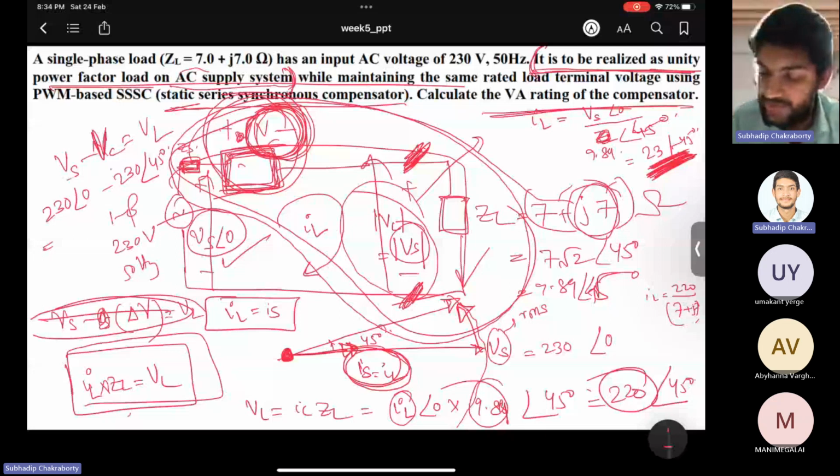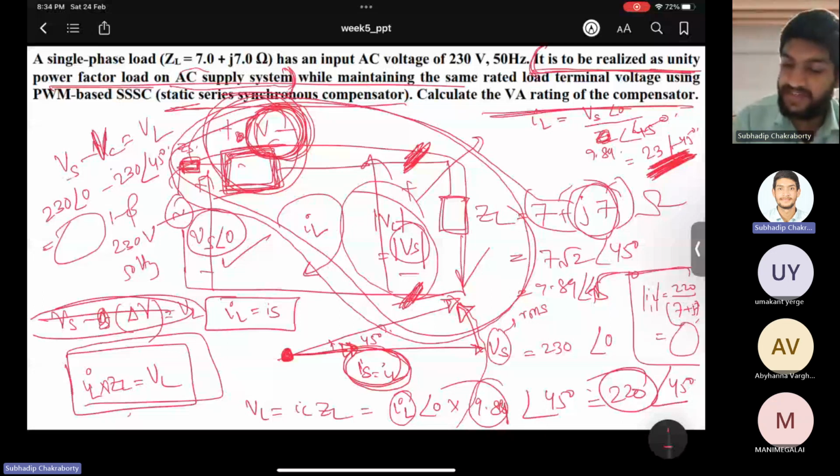So this is not 220, it is 230. 230 by 9 point something, right? This is the load, the amplitude of the Z, mod ZL. So 230 by 9.89, what is it coming? 23.2. So keep it as the current, and determine the voltage.